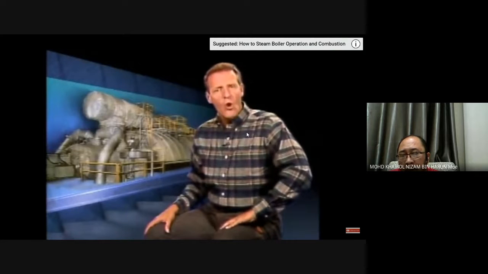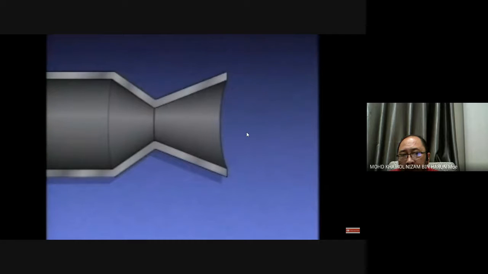Reaction blades work differently. With reaction blading, the speed of the steam's movement causes the rotating blades to turn. This is easier to understand if we look at how a rocket engine is designed. This simplified illustration represents a nozzle that is part of a rocket engine.